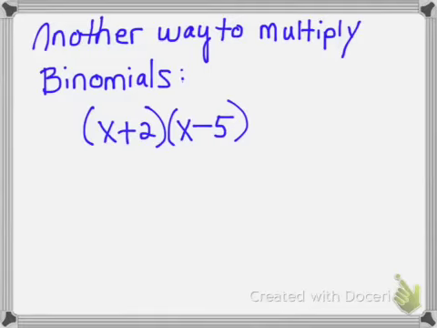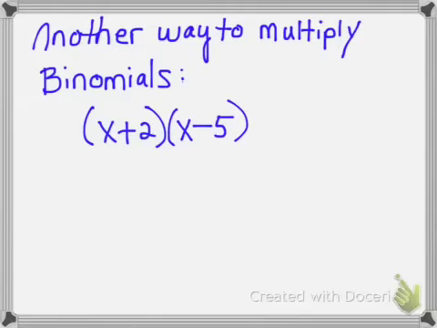You're probably used to multiplying these two out by the FOIL method: the first, the outside, the inside, the last. Then you combine the two middle terms, the two like terms, and create your trinomial. These both are binomials because they're two terms each. A trinomial has three terms. So if we were to multiply this out, we would get a trinomial that's a quadratic. I'm going to show you my other method.